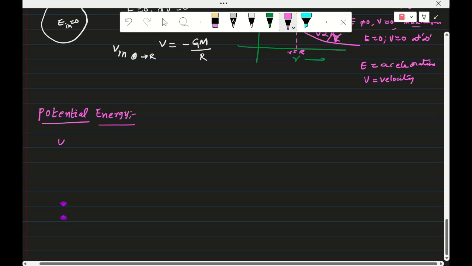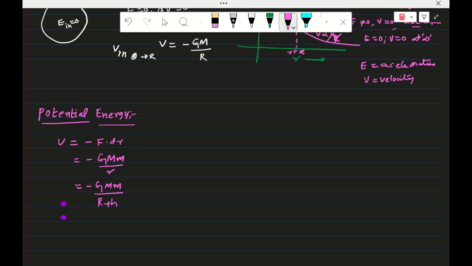So potential energy is the work done, equal to minus F dr. That equals minus G m m by small r, which equals minus G M m by R plus h. Potential energy, kinetic energy, total energy, and the ratio of kinetic energy, potential energy and total energy, we'll study in orbital velocity. That will be a different topic. I'll explain it there. So potential energy is a scalar.